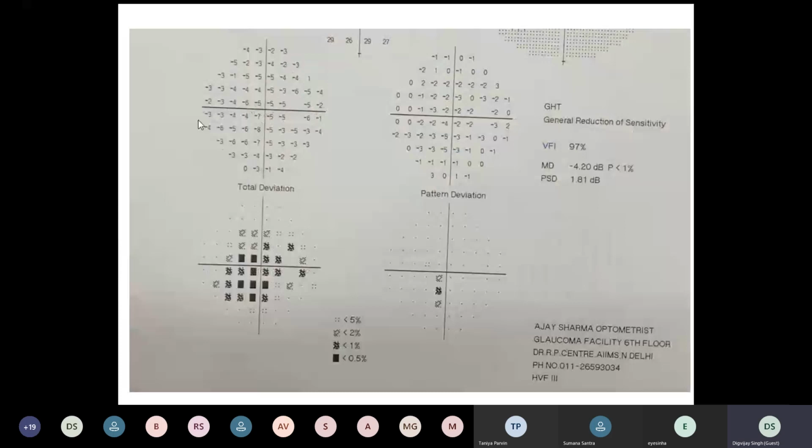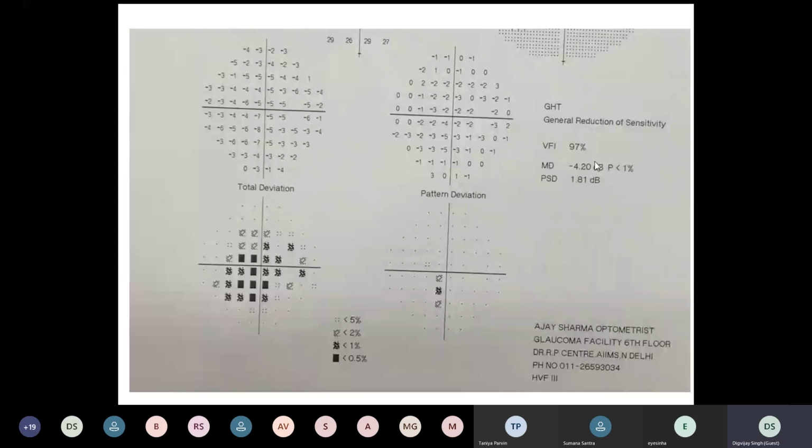You get a total deviation plot, which subtracts your sensitivities from those of the normal age-matched controls, and it gives you this value. You can see here that the field is showing a little depression in the generalized sensitivity. Then you get a pattern deviation plot, where the 7th highest point is marked as a 0 and everything else is subtracted from it. This is more important because it tells you the pattern of field loss. Here the pattern of field loss is almost normal, more of it was a generalized depression.